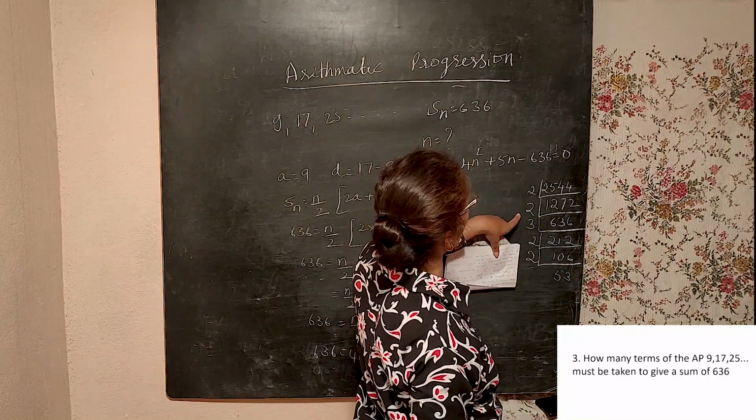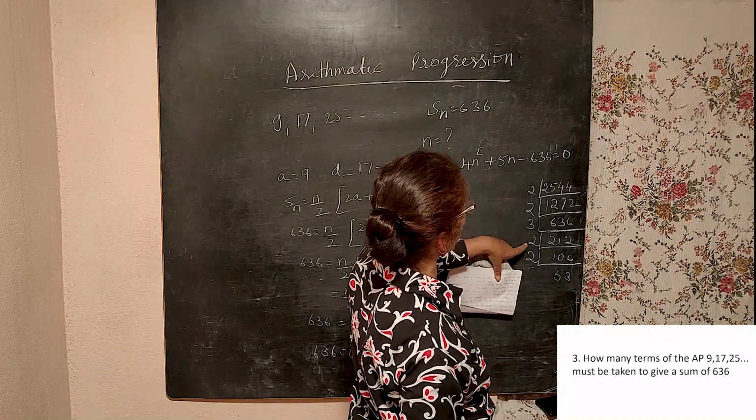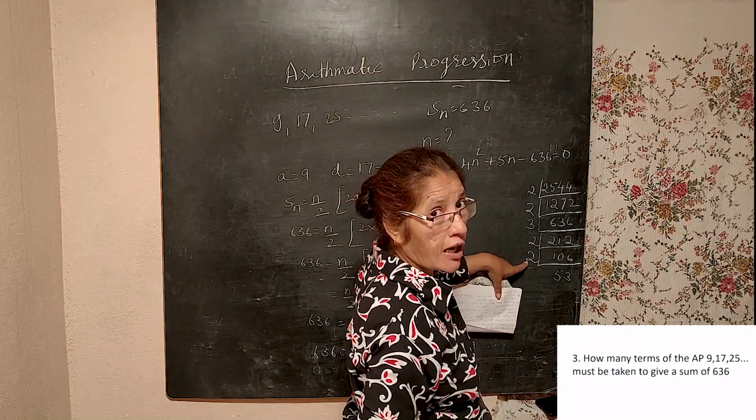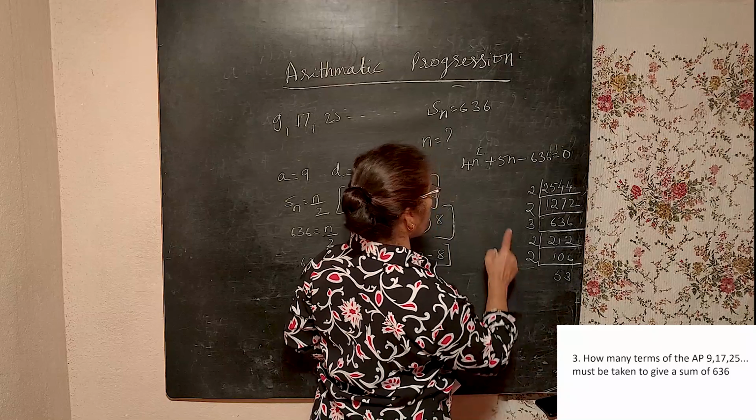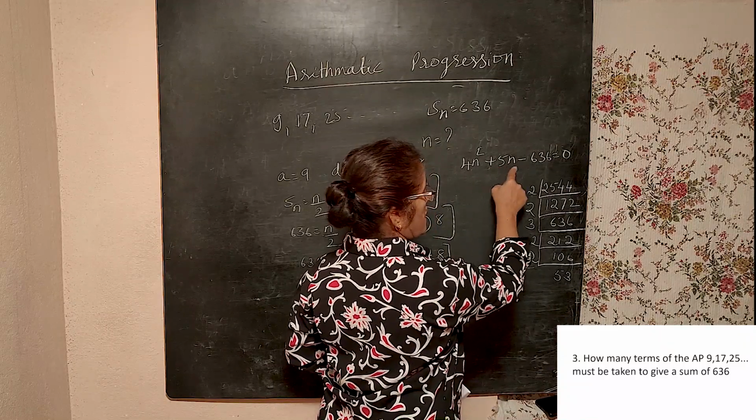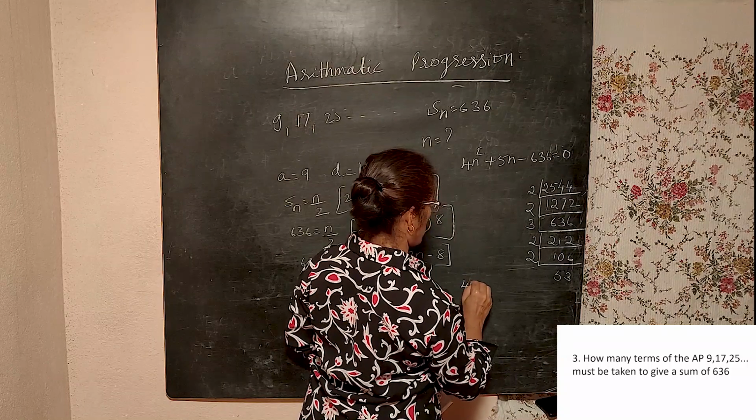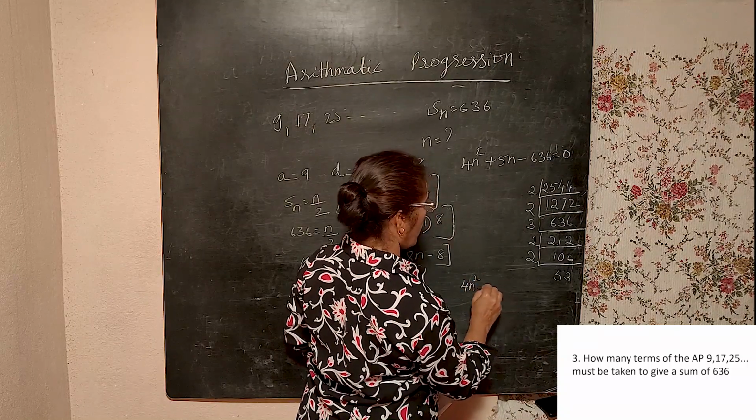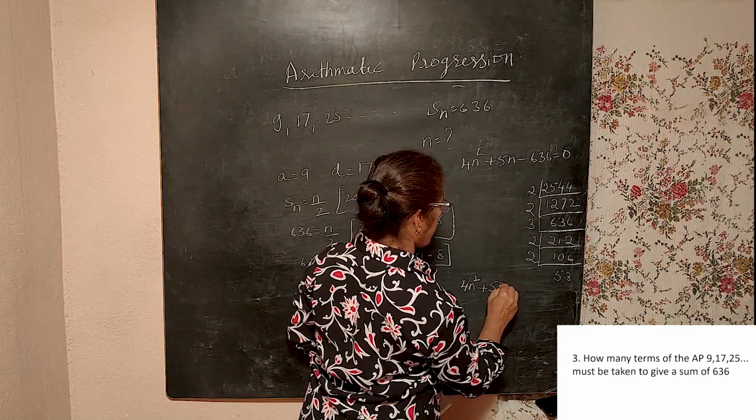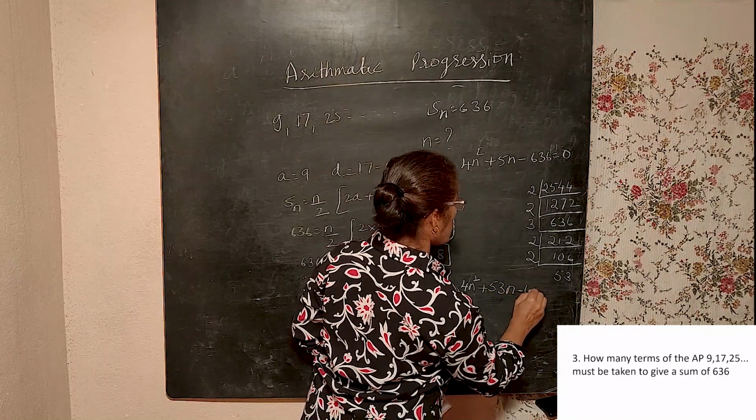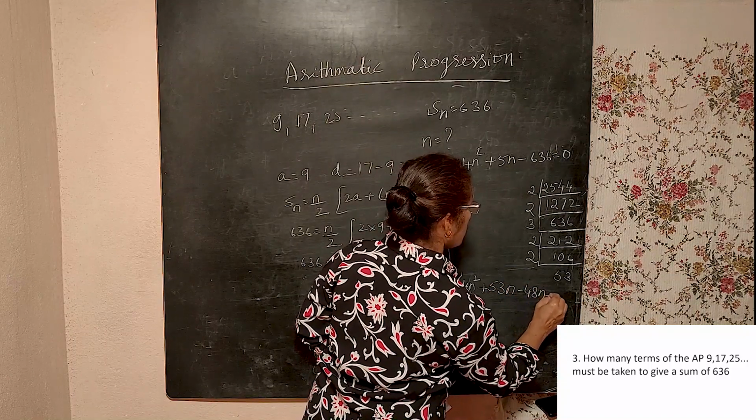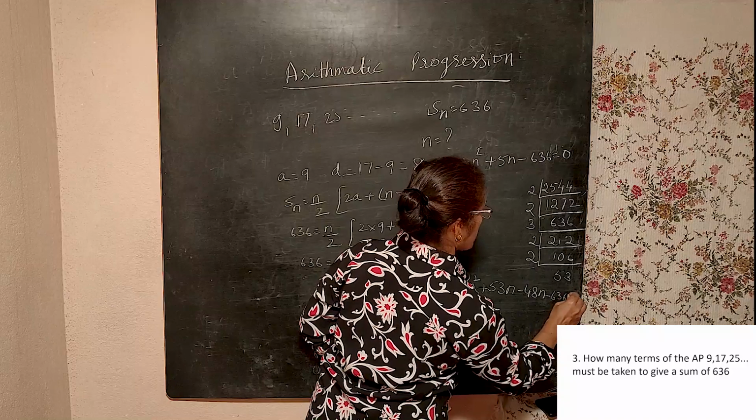2 2s are 4, 4 3s are 12, 12 2s are 24, 24 2s are 48. 53 and 48, the difference is 5. So what can I write down? 4n² + 53n − 48n − 636 = 0.